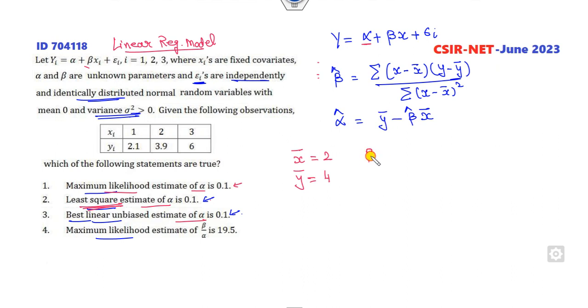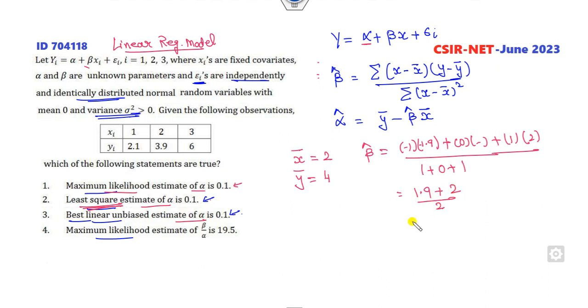Now you can find the value of beta cap. So x minus x bar is minus 1, 0 and 1, and y minus y bar is minus 1.9, 2 will be 0 and 1 and it will be 2. Divided by 1 square plus 0 square plus 1. So it is 1.9 plus 0 plus 2 divided by 2. It's 3.9 by 2. This is my beta cap.